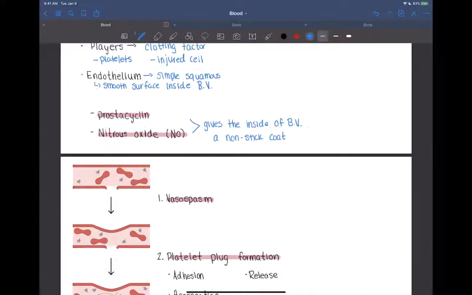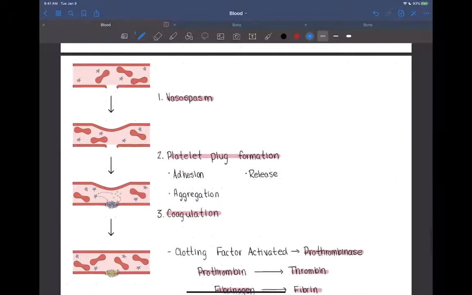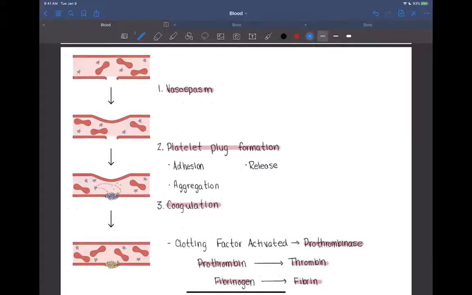Okay, and so when that coating, that barrier of prostacyclin and nitrous oxide, is disrupted, then we'll start to have platelets sticking. Okay, so let's talk about our stages. The first stage is vasospasm. With vasospasm, the blood vessels are going to constrict. So the first thing that's going to happen is that whatever blood vessel is damaged is going to constrict.